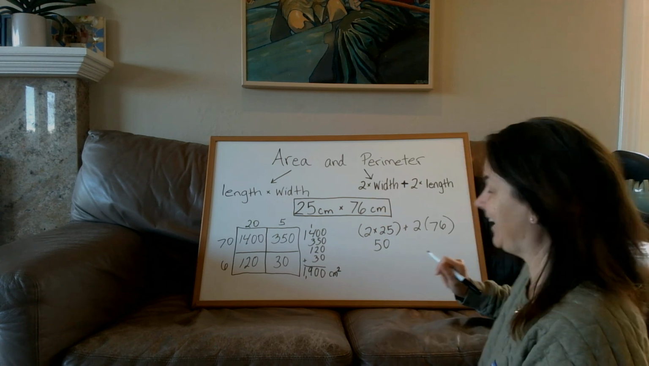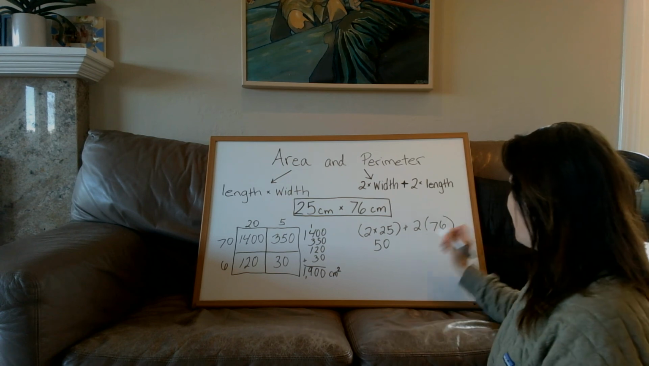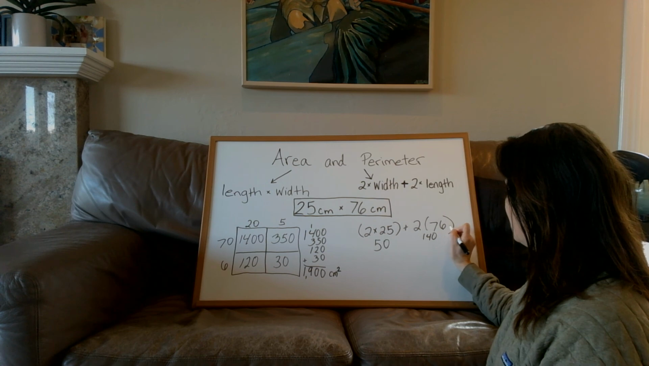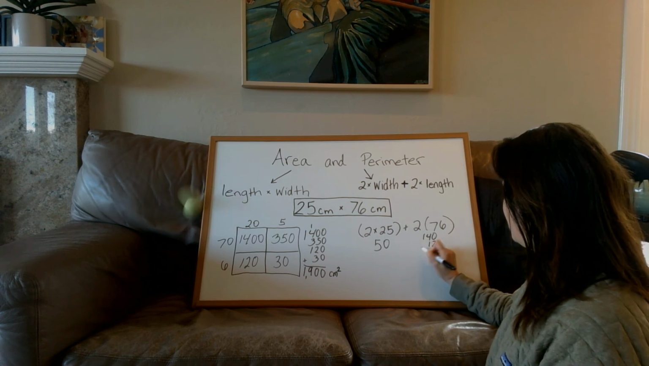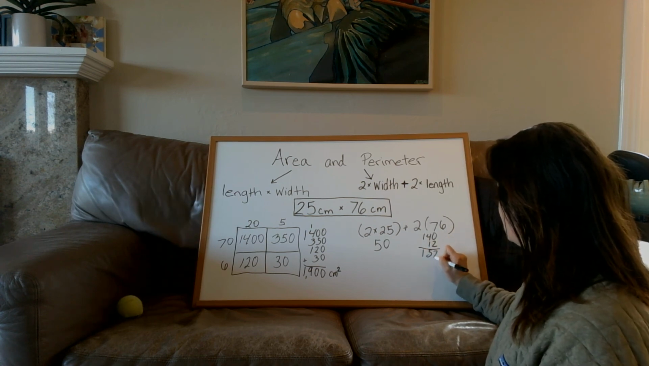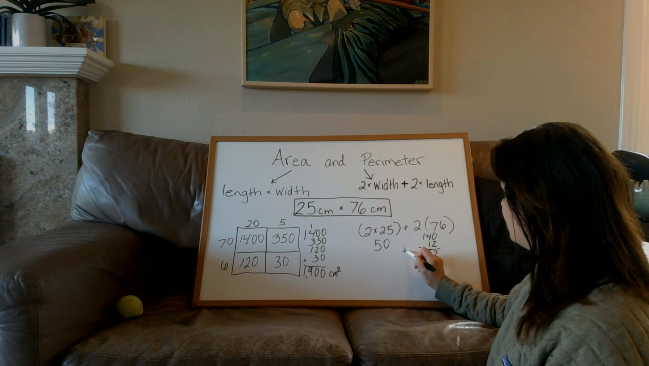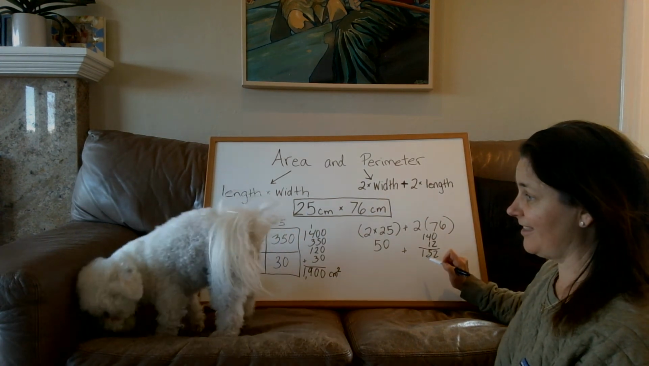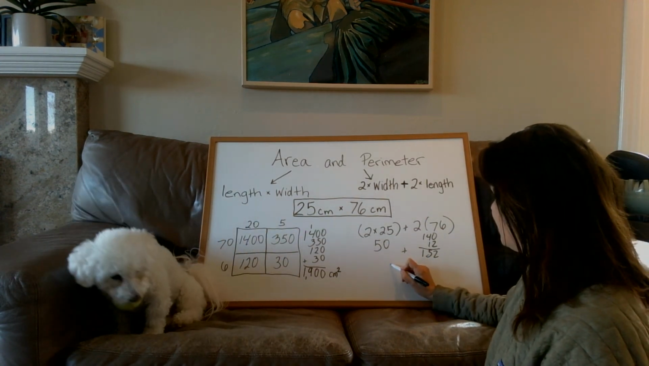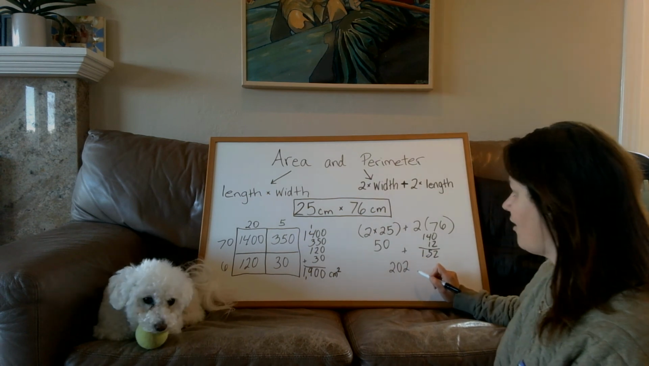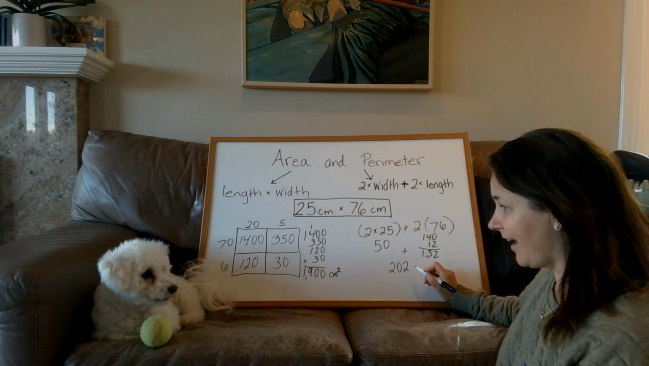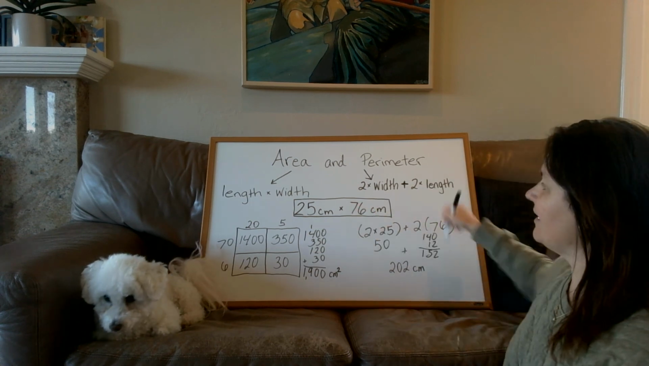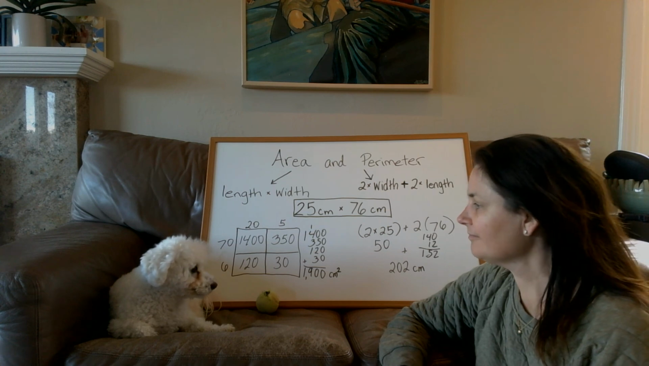And 2 times 6 is 12. So if I were to double the 70, I'd get 140. Double the 6, I get 12. So this would be 152. So 50 plus 152. 50 plus 150 is 200. Get that other 2 up in there. 202. And we're going to just call that centimeters. Centimeters, because it's a perimeter and it's linear units.